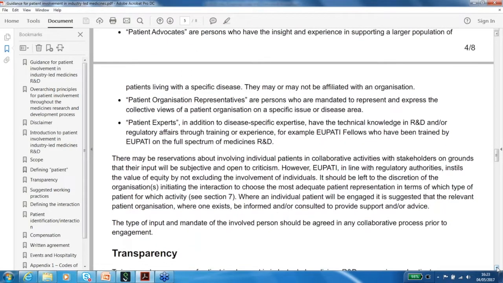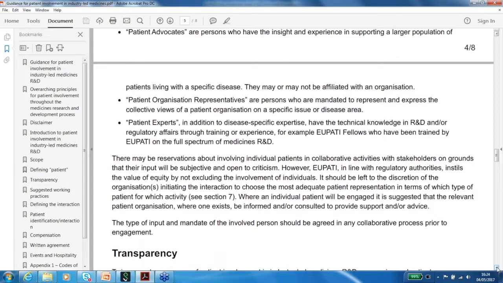And I think a key point here is that there may be reservations about actually involving individual patients, but it really should be to the discretion of the organisations initiating the interaction to choose the most adequate patient representation in terms of the activity that they're taking forward. And you'll see that more closely covered in section 7 when I go through. So really we wanted to make sure that all patients were involved. We're not being descriptive about particular patients being involved in any interactions. It should really be open to everyone. There should be no distinction there.